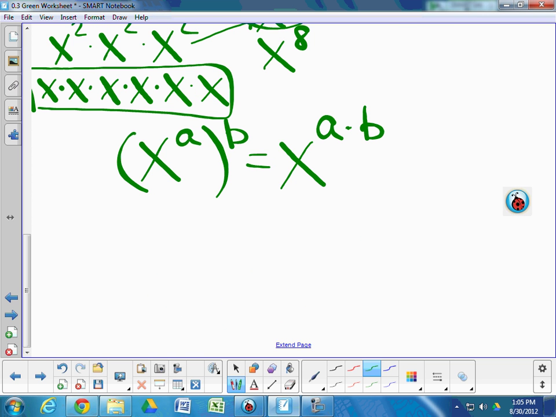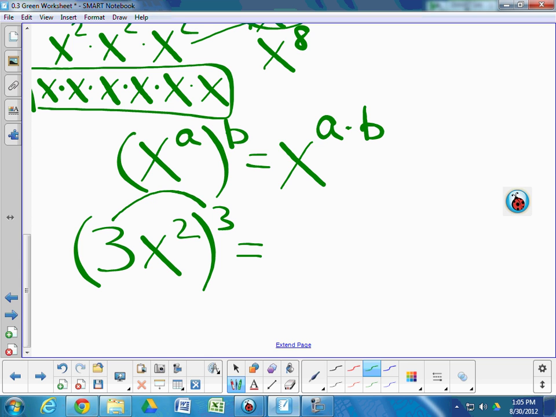But wait, there's more. What if there's a number with a letter with a power to a power? Well, you see, variables and coefficients, coefficients, fancy name for number, right, up front, they follow different rules. Numbers are normal. This says to do 3 cubed, so don't put 9. 3 cubed is 3 times 3 times 3, 27. So the numbers follow the normal rules of math. It says to cube it, so I'm going to cube it and get 27.